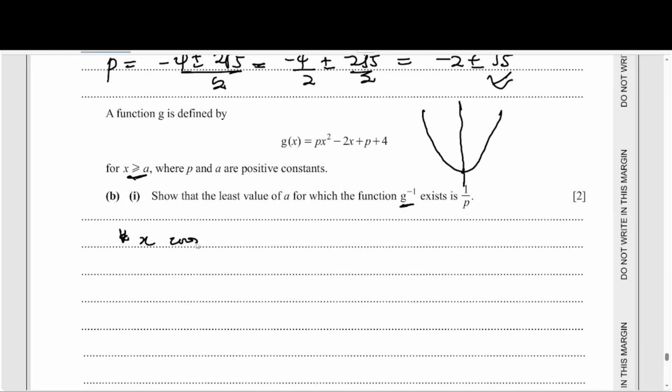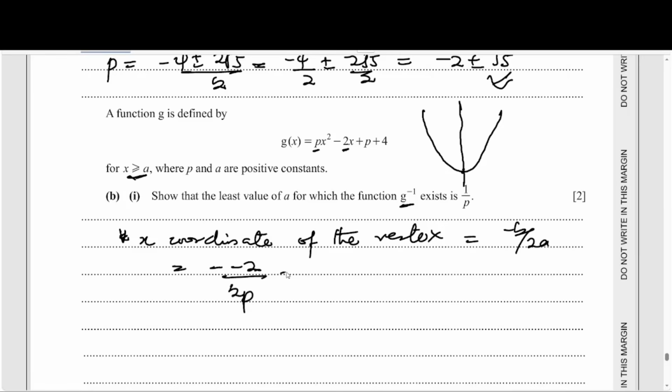So x coordinates of the vertex is given by negative b over 2a, where our b is 2 and then our a is p. So that is negative 2 divided by 2p, and that is positive 2 over 2p. That is 1 over p. So the minimum point of this curve occurs at where x equal to 1 over p.